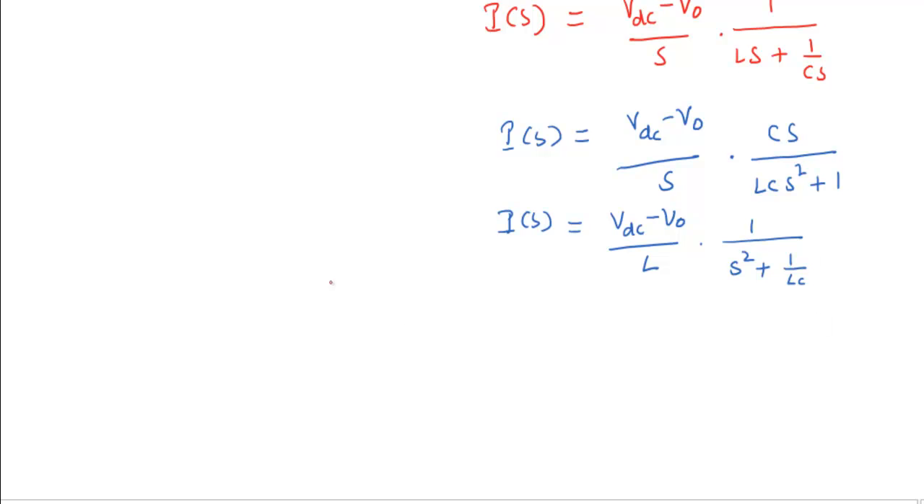Now I need to take care of the inverse Laplace transform of this. Inverse Laplace transform of this means i(t) equals, this is (VDC minus V naught) by L, which is constant, so take out the constant, (VDC minus V naught) by L, and you might have known that 1 by s squared plus a squared is nothing but sin(at) by a. So you will get like that.